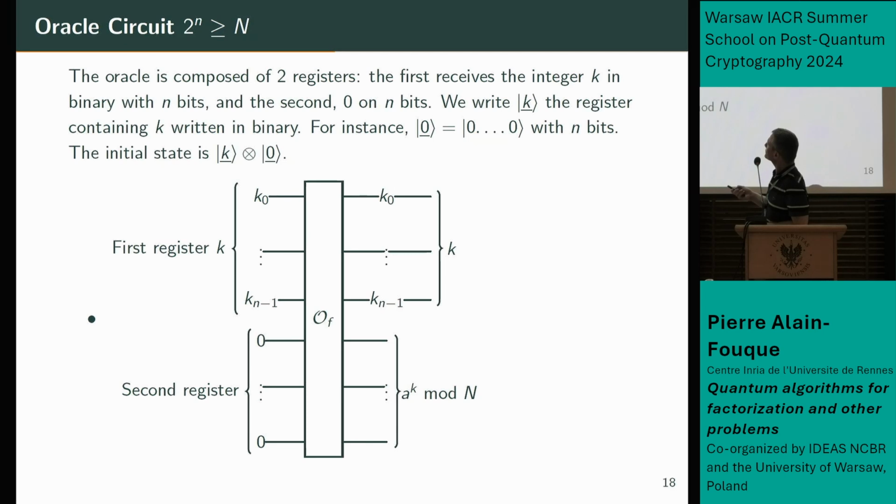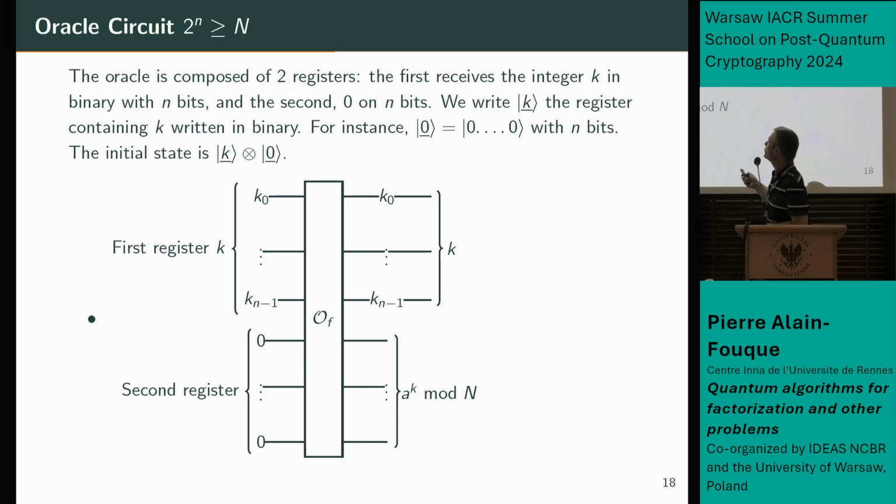So now the circuit will be the following. We will have, in fact, 2 different registers. The first register will store the value k written in a binary decomposition. So here it will be exactly n bits.